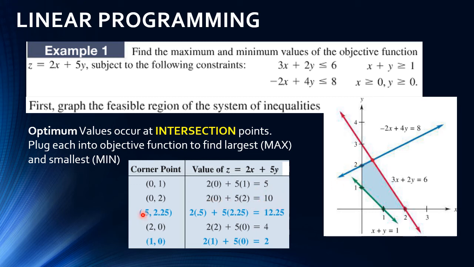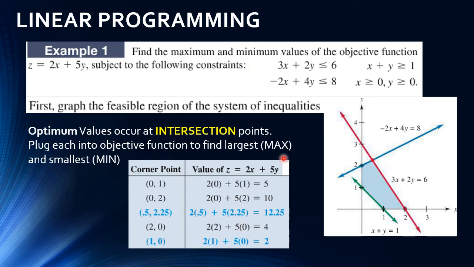We go to the next one. This is the one we had to calculate with our calculator using the calc function and intersection. The point is (1/2, 2 1/4), and we plug that in, we get 12.25. Then we go down to this point, which is (2, 0). We get 2 times 2 plus 5 times 0 equals 4. And we do the last one, which is (1, 0), or 2 times 1 plus 5 times 0. So we plug the corner points, the x and y values, into our objective function, and we just calculate the values. In this problem, we're trying to find the maximum and minimum.